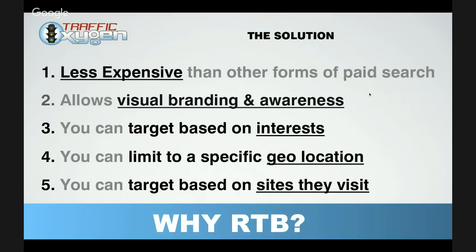Number 2, it allows for visual branding and awareness. So again, back to the visual side. Why is TV so compelling? Because it's visual, and that's what RTB gives you. It gives you a chance to put different colors, logos, and messages out in front of people, whether they are aware of them or not. As humans, we are constantly bombarded with a lot of subconscious programming. Actually, most of our life is subconscious programming.